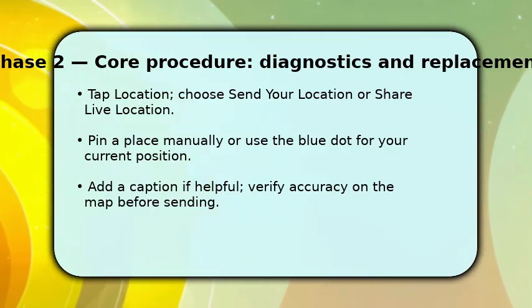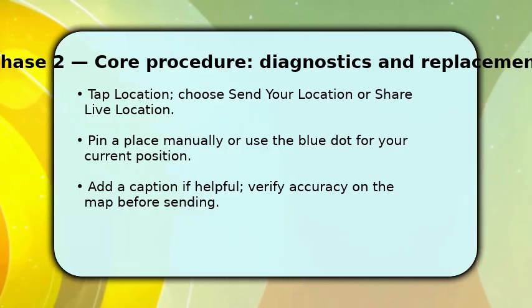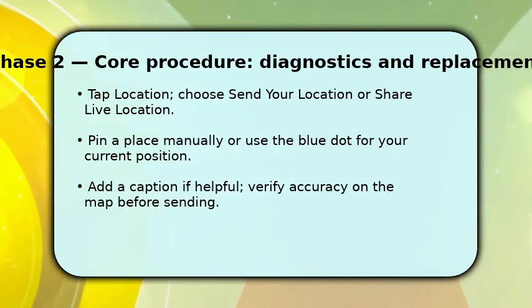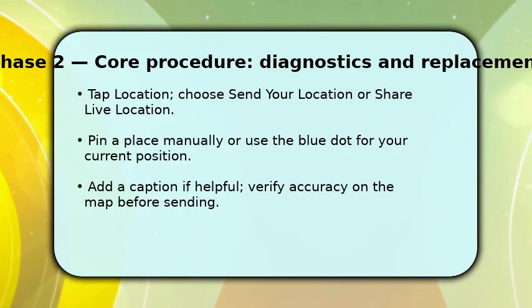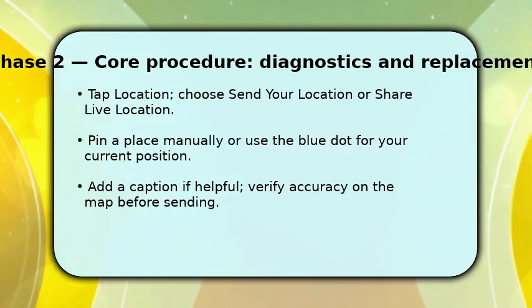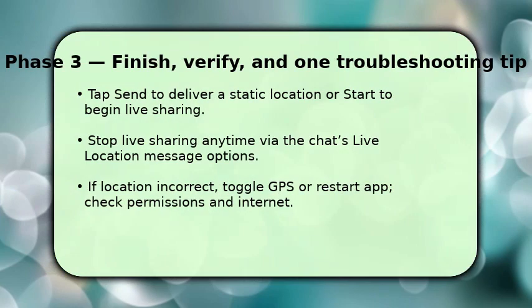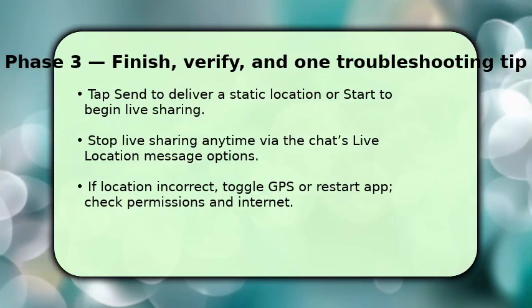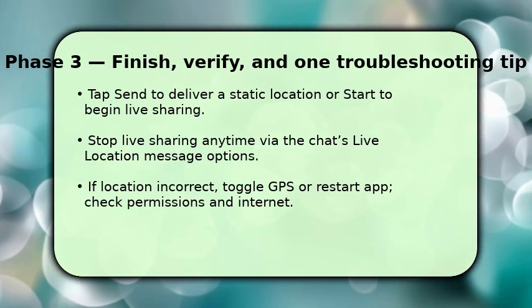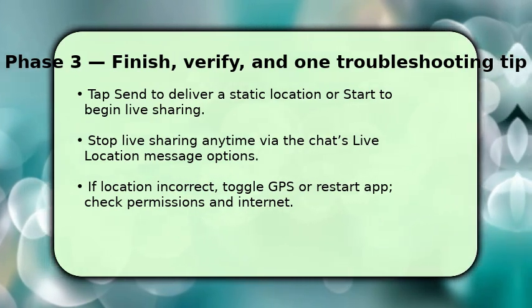You can add a short caption to clarify why you're sharing. Make sure the pin matches what you expect. This avoids sending a nearby but wrong address. To finish, tap send for a one-time location or start to begin live sharing. The map message appears in the chat for recipients. If you need to stop live sharing, open that message and tap stop sharing.